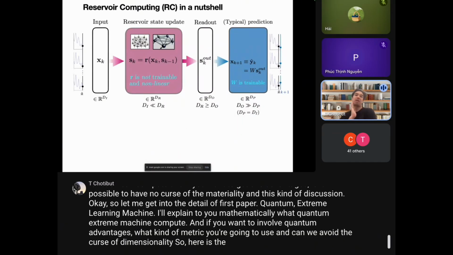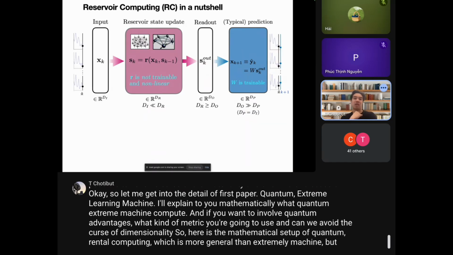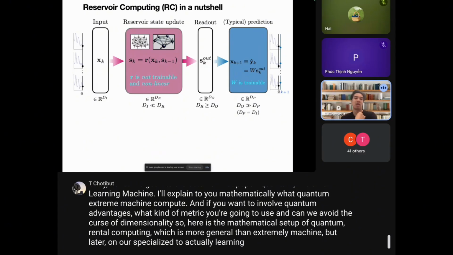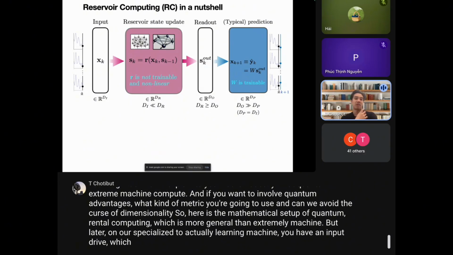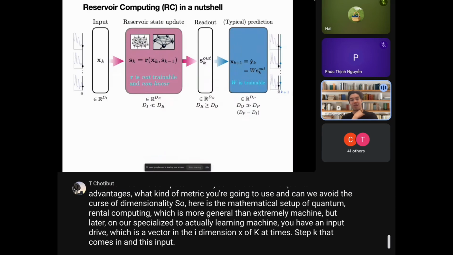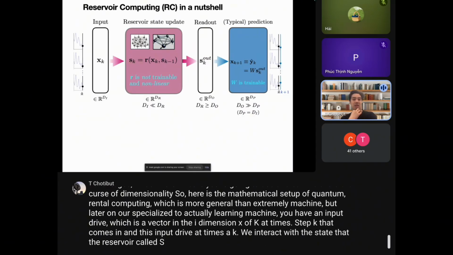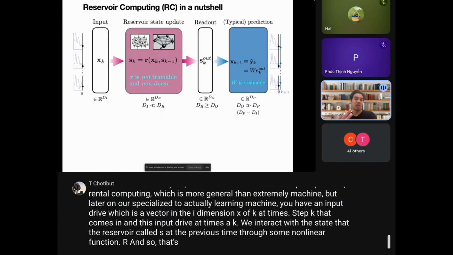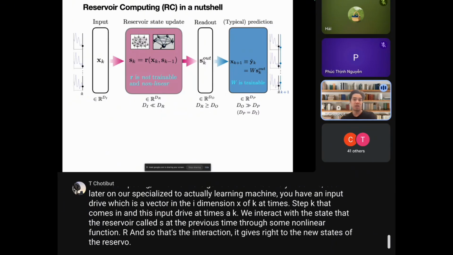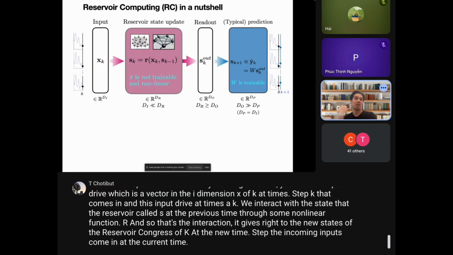So here is the mathematical setup of quantum reservoir computing, which is more general than extreme learning machine, but later on I will specialize to extreme learning machine. You have an input drive, which is a vector x of k, at time step k that comes in. This input drive at time step k interacts with the state of the reservoir, S, at the previous time through some nonlinear function R. Through that interaction, it gives rise to the new state of the reservoir, S of k, at the new time step. The incoming input at the current time interacts with the state of the reservoir and leads to the new state of the reservoir.